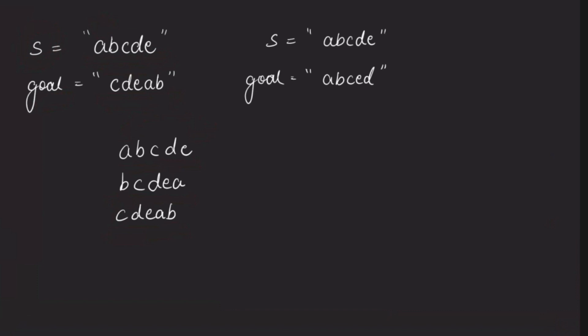Now you see that both the strings have become equal, so that means you can return your answer as true. Now if we check for this particular case, here the string again is A, B, C, D, E. Now this string is not equal to goal, because here ED is present, here DE is there.